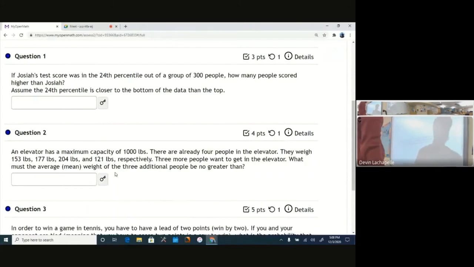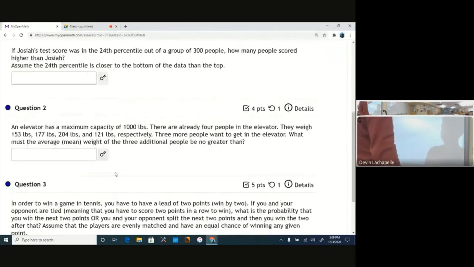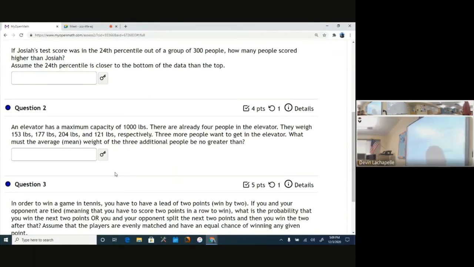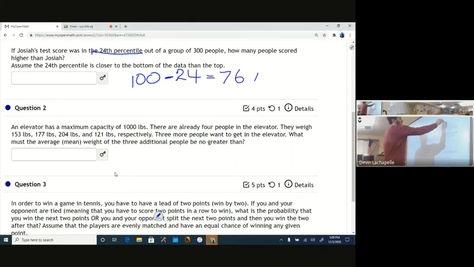All right, let's go ahead and do round number 3. If Josiah's test score was in the 24th percentile out of a group of 300 people, how many people scored higher than Josiah? All right, so we are also given the note, assume the 24th percentile is closer to the bottom of the data than the top. So if Josiah's test score was in the 24th percentile and that's in the bottom, then that means if the top percentage is 100 and he was in the bottom 24, then 76% of people scored higher than him.